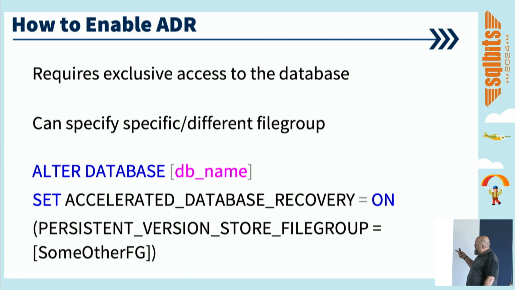How do you enable it? It does require exclusive access, right? It's an alter database statement, you have to get access to that database to make that change, right? You can put your version store in a different file group. That was something that changed from the initial release. In subsequent CUs, Microsoft updated this so that you could put the version store somewhere else if you really wanted to. I typically don't. I leave it in primary because I think it's a system level thing for the database, and so I like to keep all that together. But if you choose to do so, you can put it elsewhere.